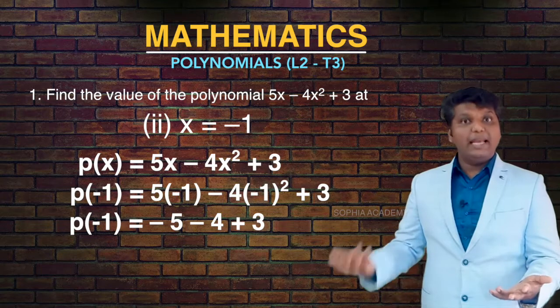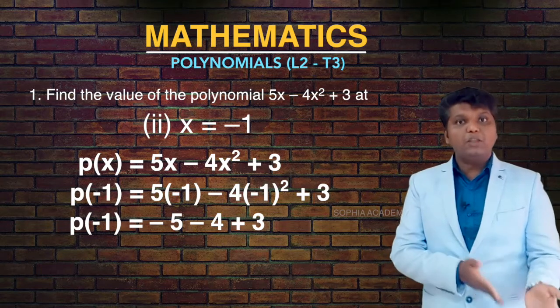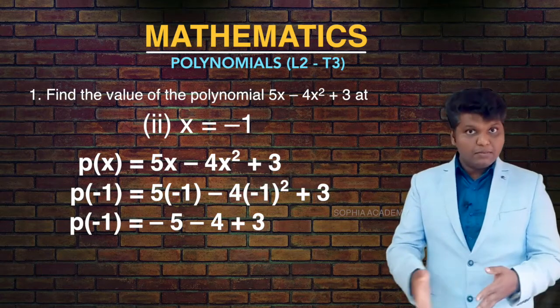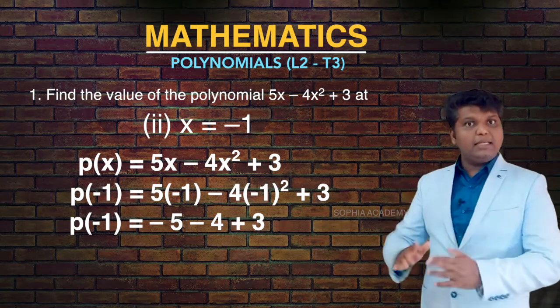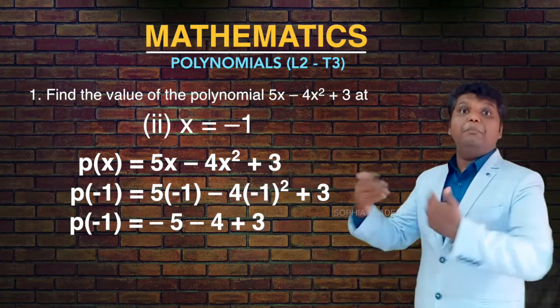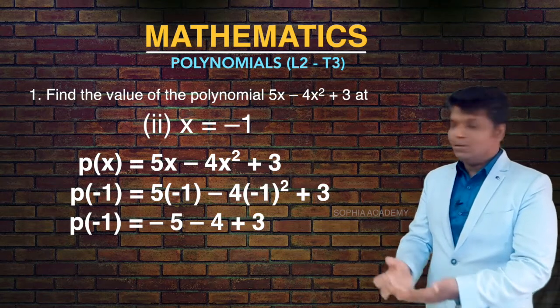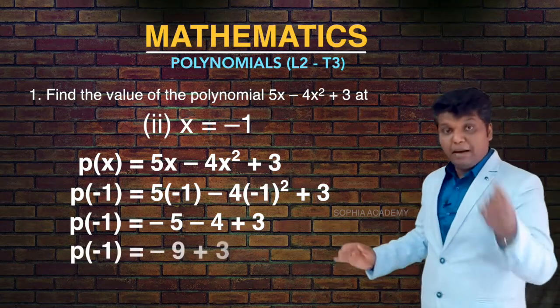5 rupees lost and again 4 rupees lost means altogether 9 rupees is lost. It never becomes 9 rupees gain, right? So we can say minus and minus, again it will become minus. Loss and loss will become bigger loss. Okay, so here minus 5 minus 4 is minus 9 plus 3.